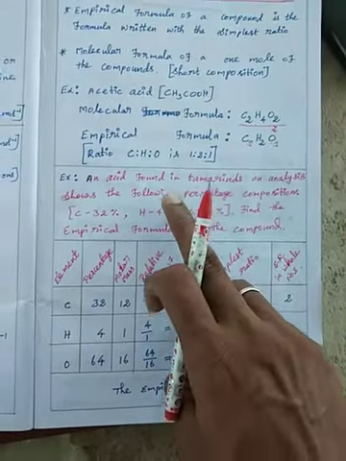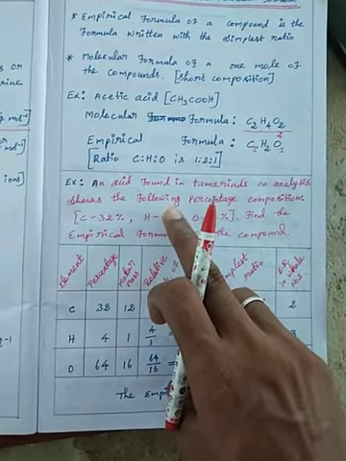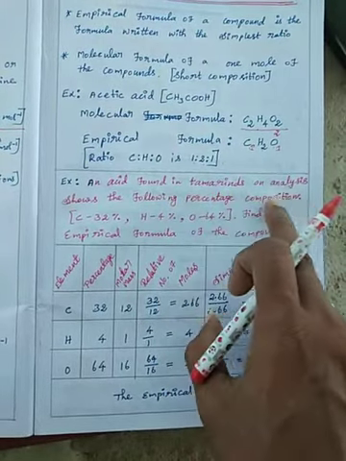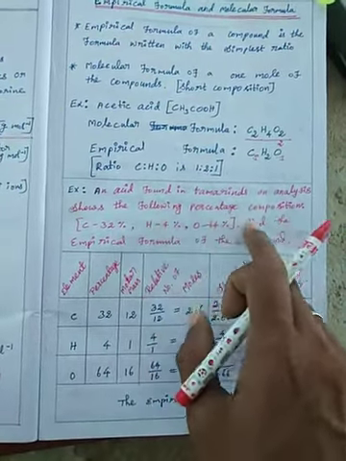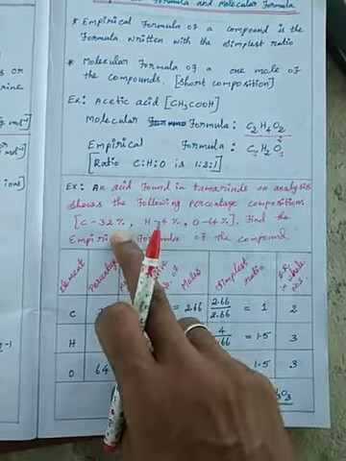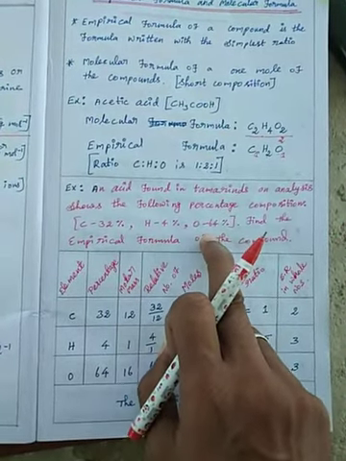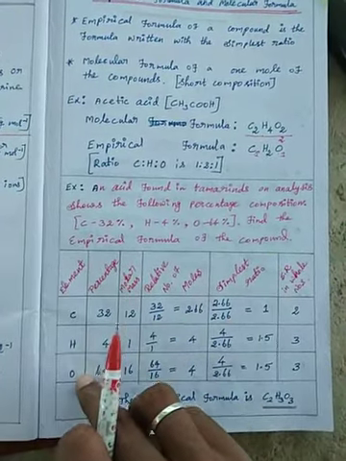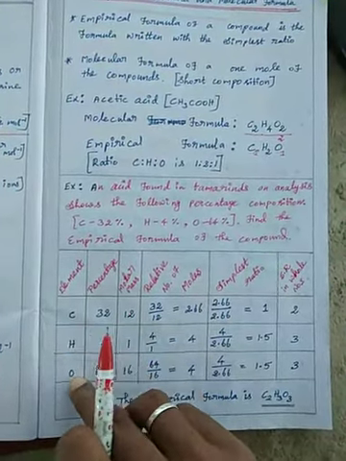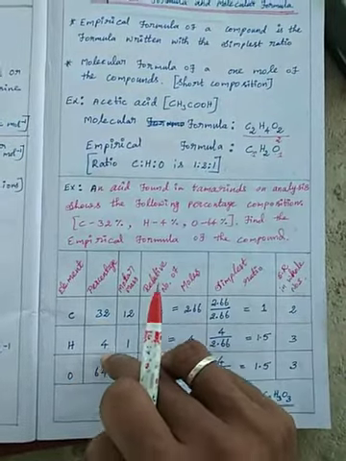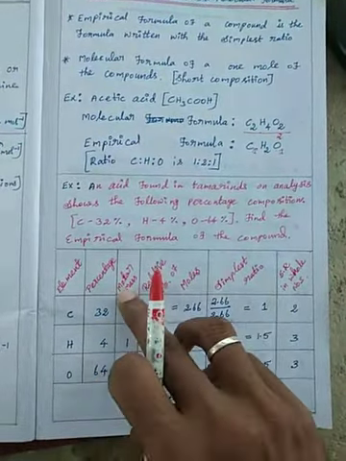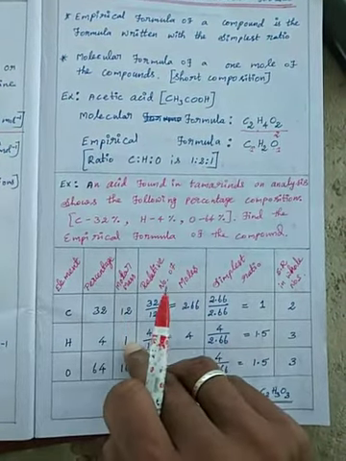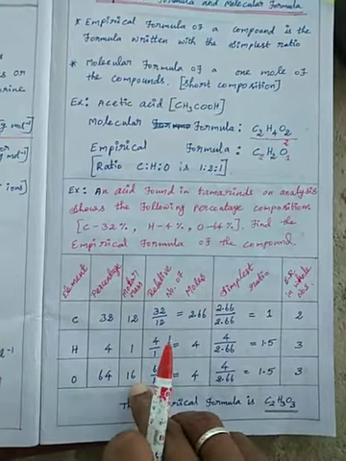Another example: you will be given percentages as the ratios. A compound analysis shows the following percentage composition: carbon 32%, hydrogen 4%, oxygen 64%. Find the empirical formula. First write the element symbols: carbon, hydrogen, oxygen, with the given percentages 32, 4, 64, and the atomic masses. You already know carbon is 12, hydrogen is 1, oxygen is 16.